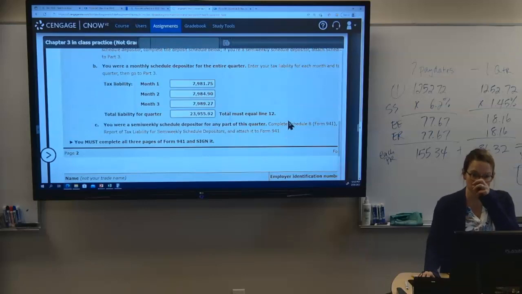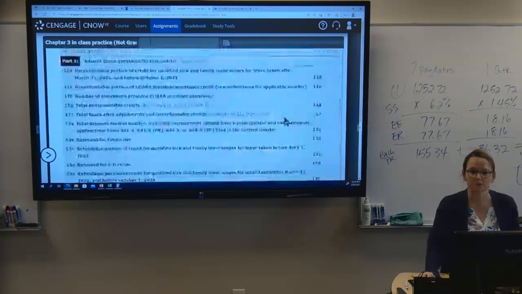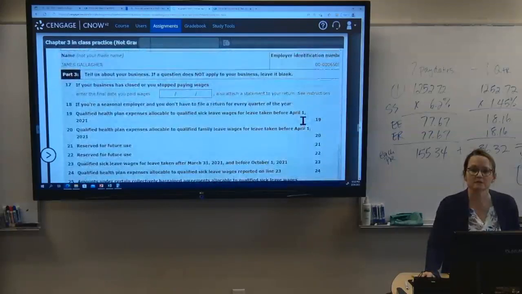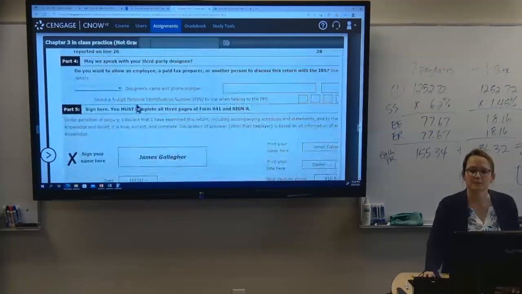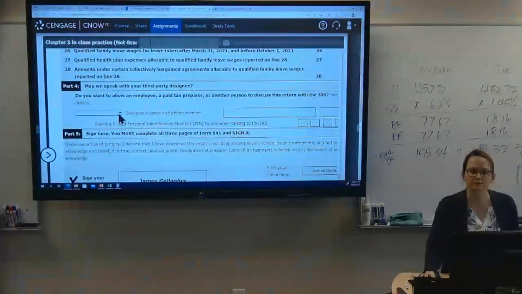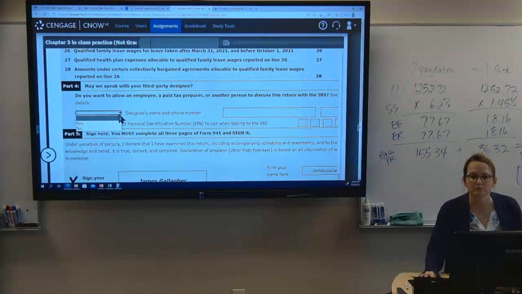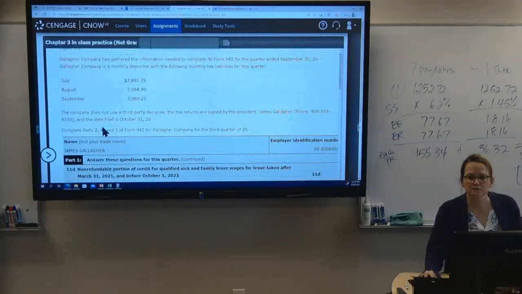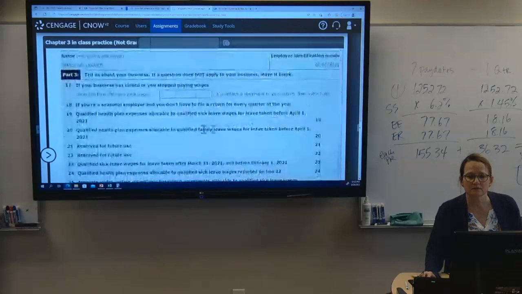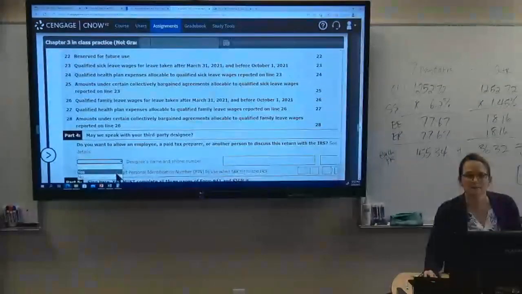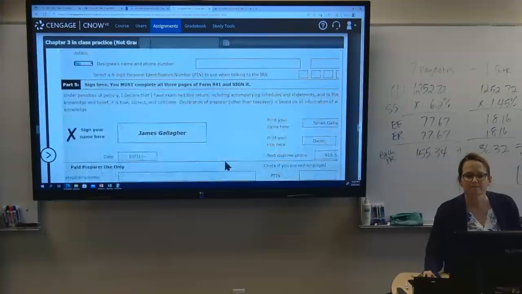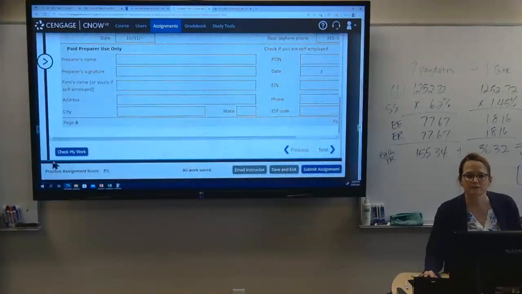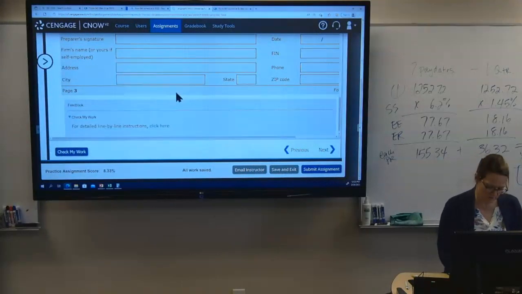Their total must equal line 12, which was the amount we had. Anything else? Oh, here we go. Anytime there's a drop down as well, do you want to allow an employee? I think this answer, did they tell us no? Company does not use a third-party designee. Okay, so we're going to say no here. And there's all that. Check my work.